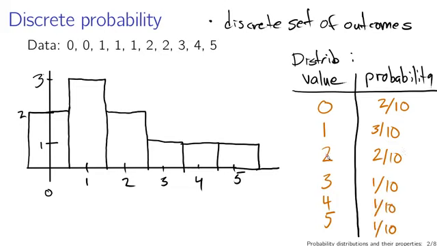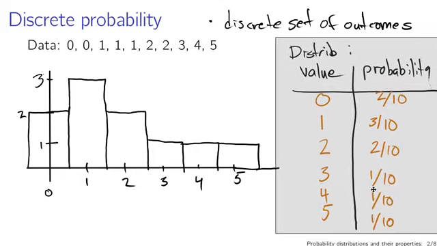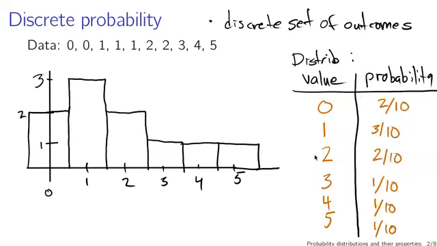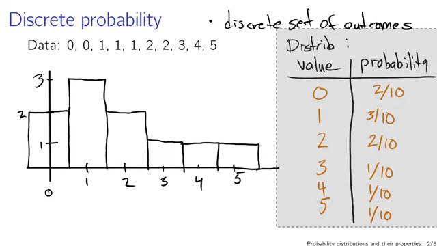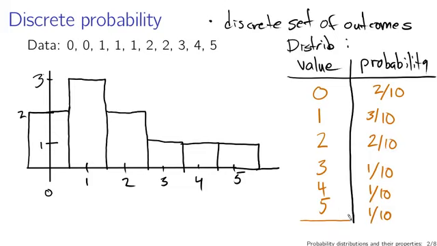And some things you should notice about this. The numbers here, if I add these up, 2 plus 3 plus 2 plus 1 plus 1 plus 1, it adds up to 10 out of 10. So the total probability of drawing any number is 1, and that is sort of a certainty. If you draw a number, you will draw a number.